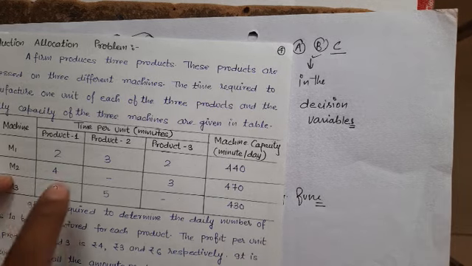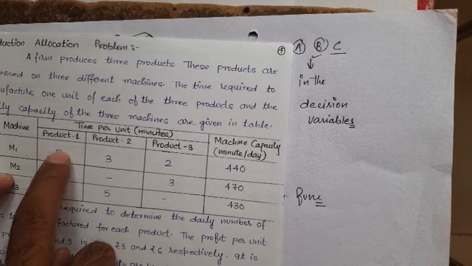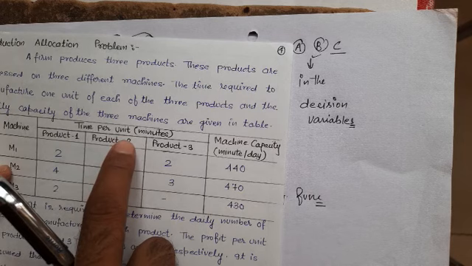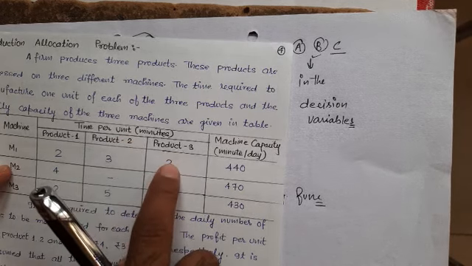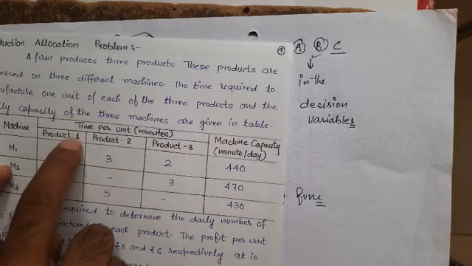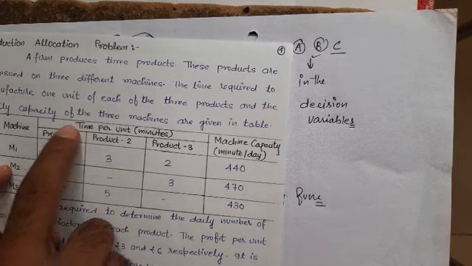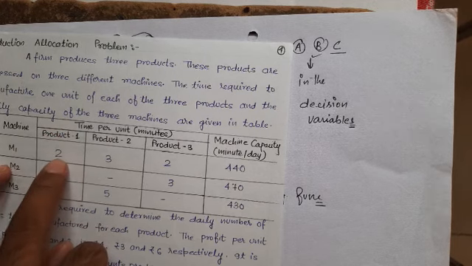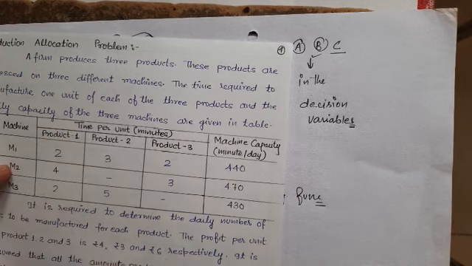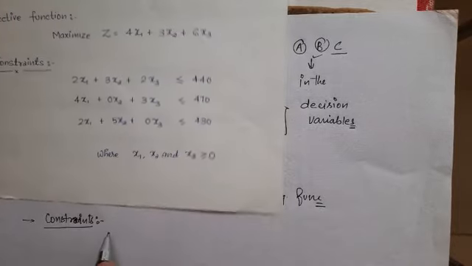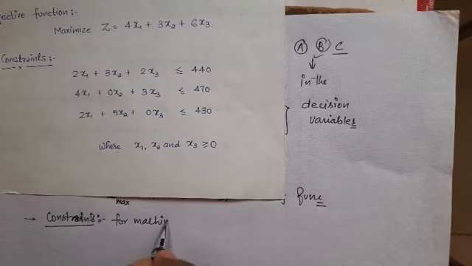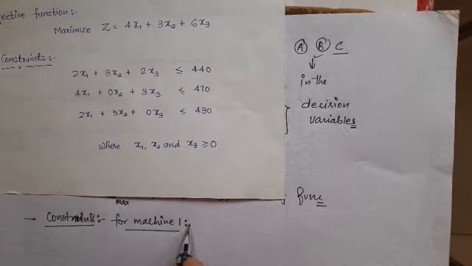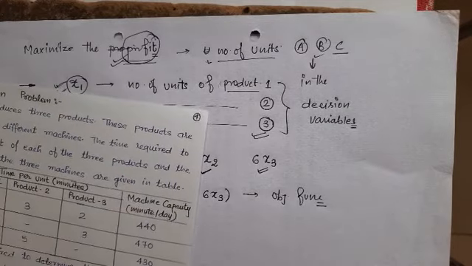And in the table it is given that 1 unit of product A takes 2 minutes on machine 1. Product B takes 3 units of time. Product 3 takes 2 units of time. And the number of units of product 1 is x1. So 1 unit takes 2 minutes, so x1 units take x1 times that. Now writing for machine 1.